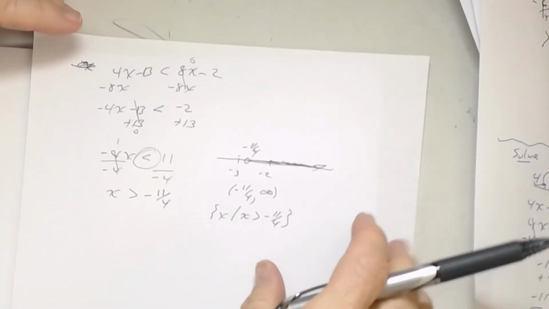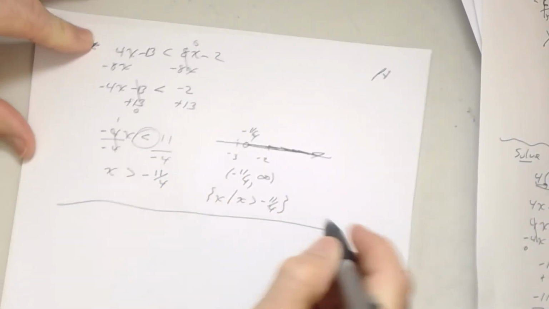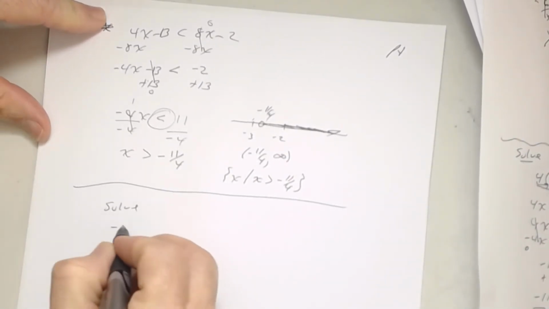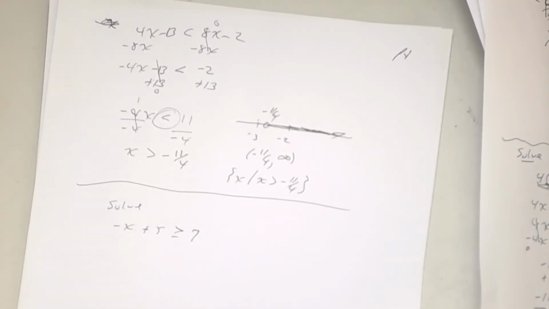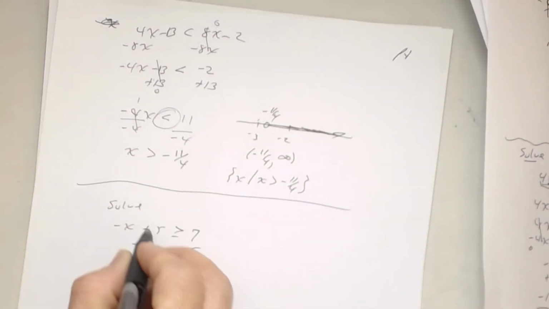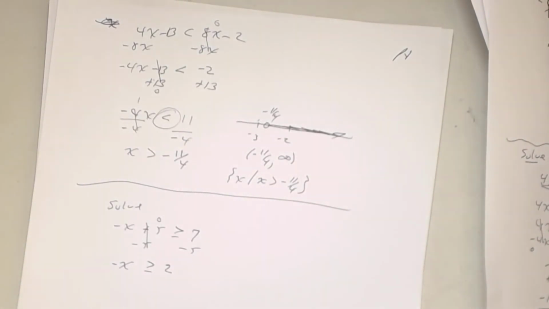All right, and then okay, suppose you had that. Just a very simple one, just to remind you about something. Subtract 5. Combine like terms. So I get negative x is greater than or equal to 2. And then divide by -1.